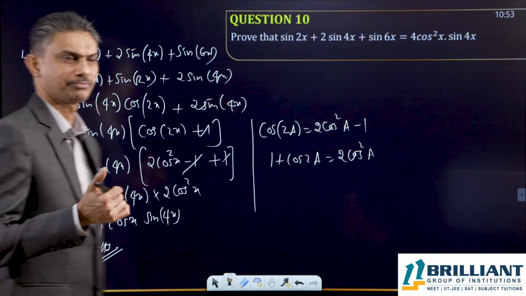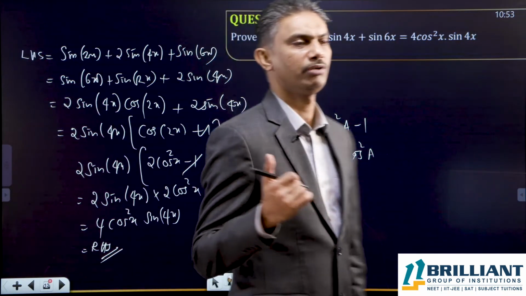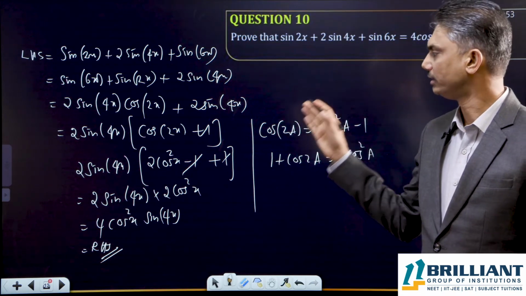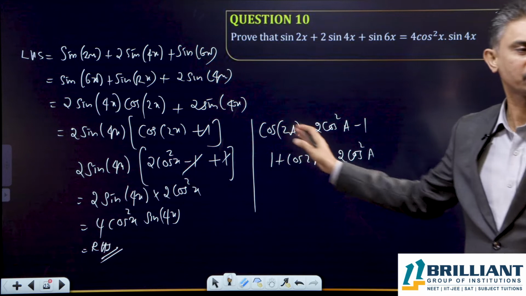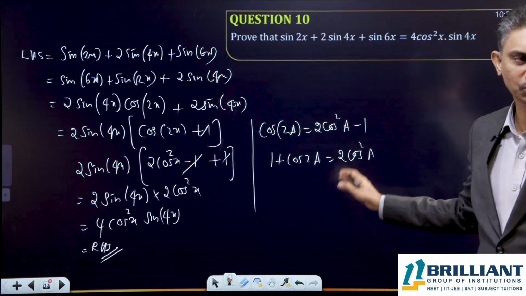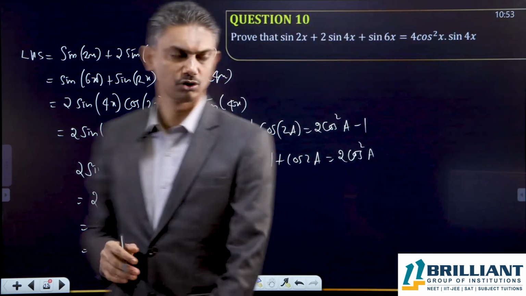Clear? Good. So, which is the formula we applied? Again, sin c plus sin d, and then cos 2a equal to 2 cos square a minus 1, or directly the formula 1 plus cos 2a is 2 cos square a. Now, we'll go to the next question.